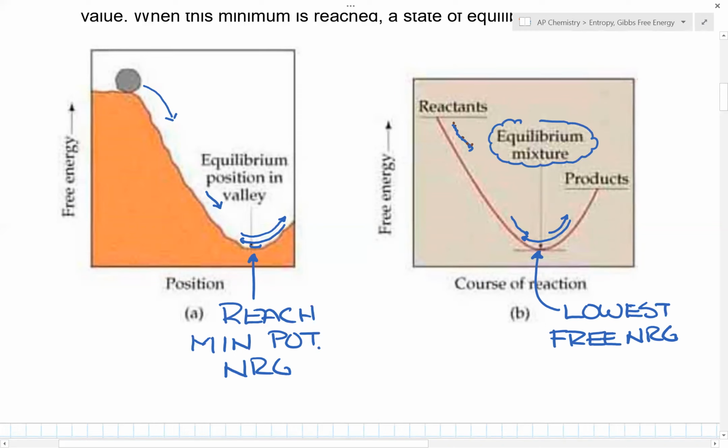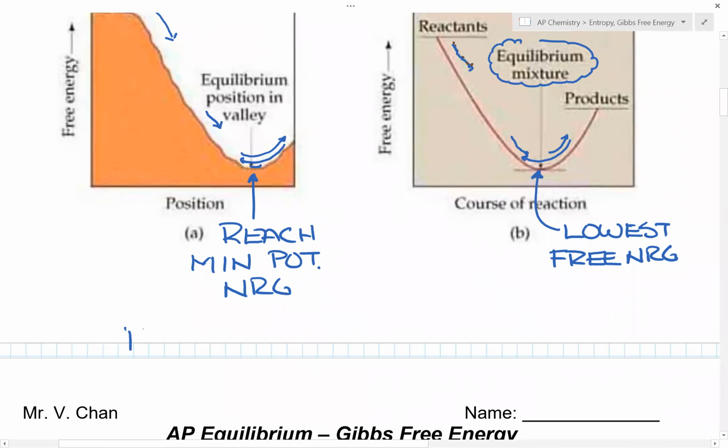So delta G is just a mathematical way of determining whether or not a reaction is spontaneous, non-spontaneous, or at equilibrium when we take the enthalpy and entropy considerations. If you take a look in your textbook on pages, I believe, 812, 814, and 815, you'll find an explanation of this free energy diagram.